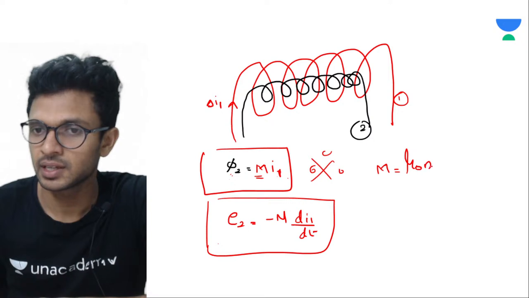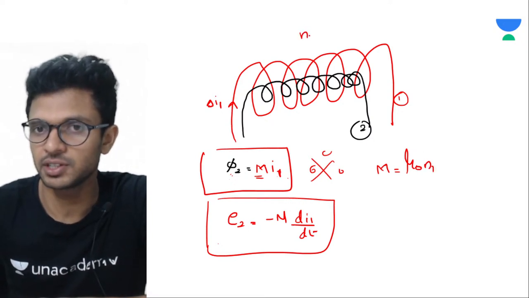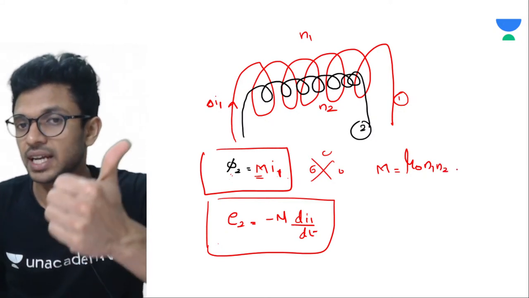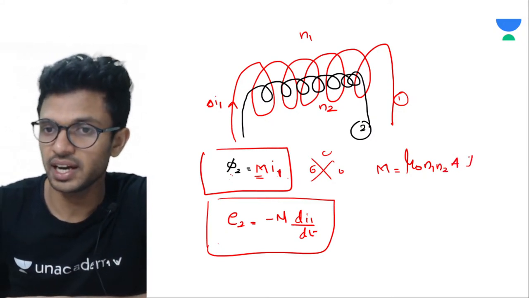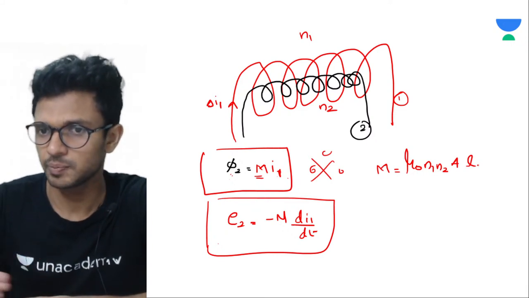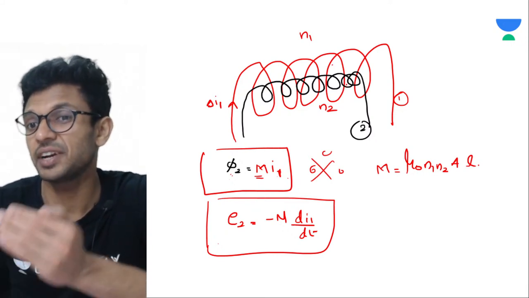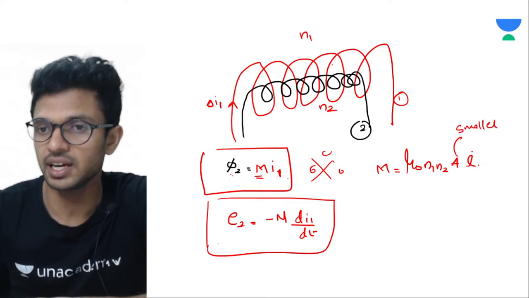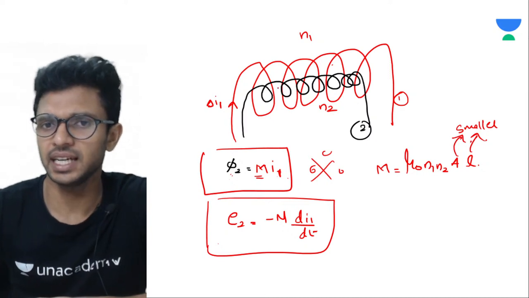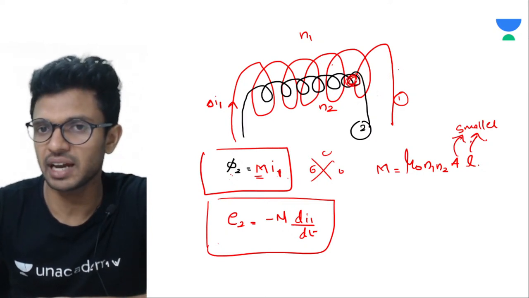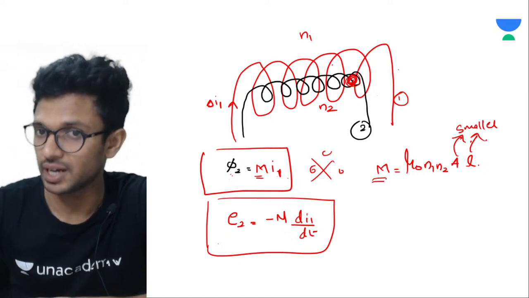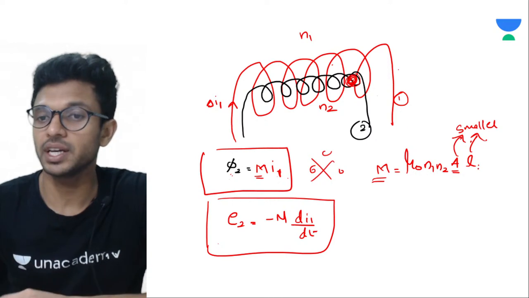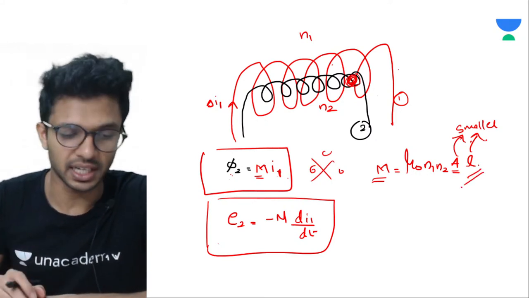Mu naught, N1 into N2 into area into length, where N1 is the number of turns per unit length for the first solenoid and N2 is the number of turns per unit length for the second solenoid. If these two solenoids have different areas and different lengths, make sure you use the smaller area and the smaller length. If you compare 1 and 2, 2 has the smaller area, so in the calculation of M you will use that smaller area only, and whichever has the smaller length.